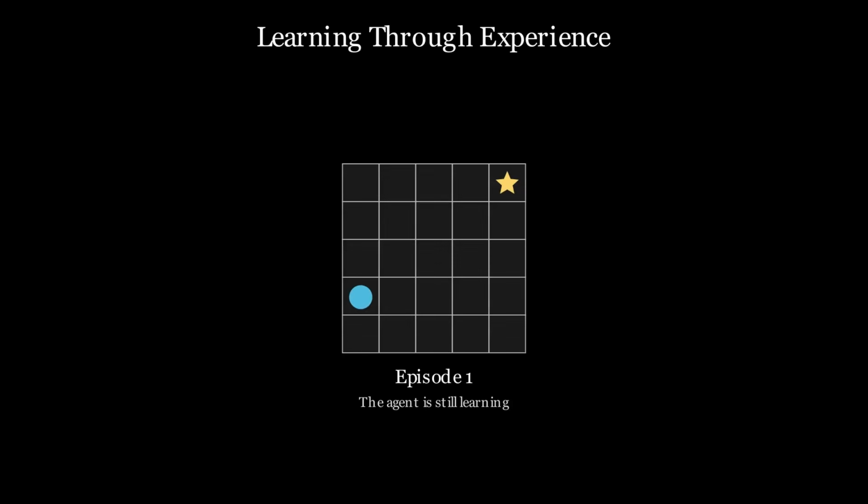Learning takes time. In early episodes, the agent behaves randomly. Later, it discovers shorter and more efficient paths. Eventually, its behavior becomes consistent and effective. Reinforcement learning improves through repeated experience.